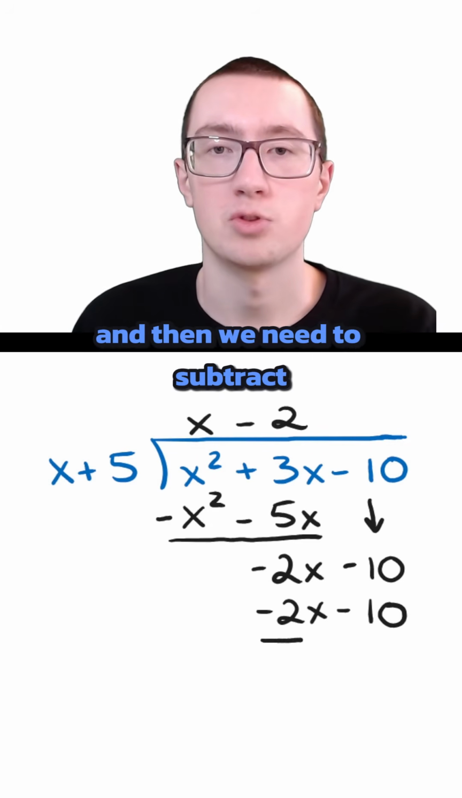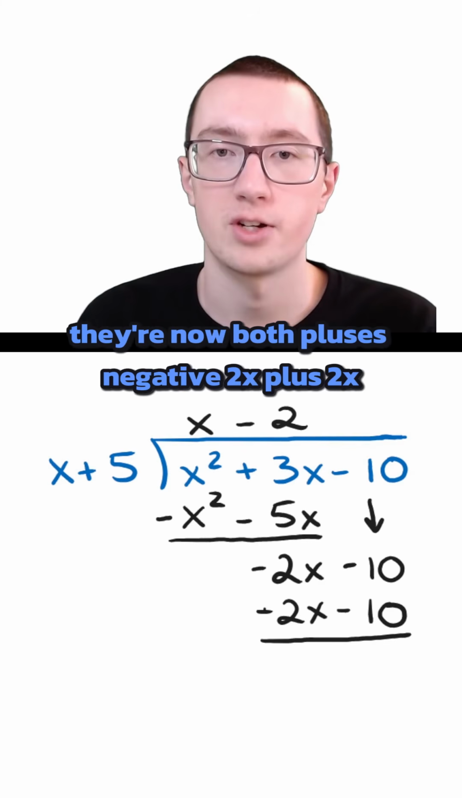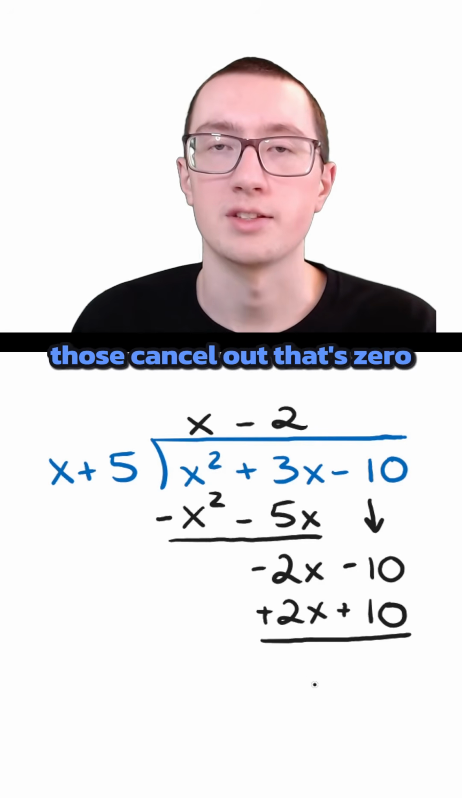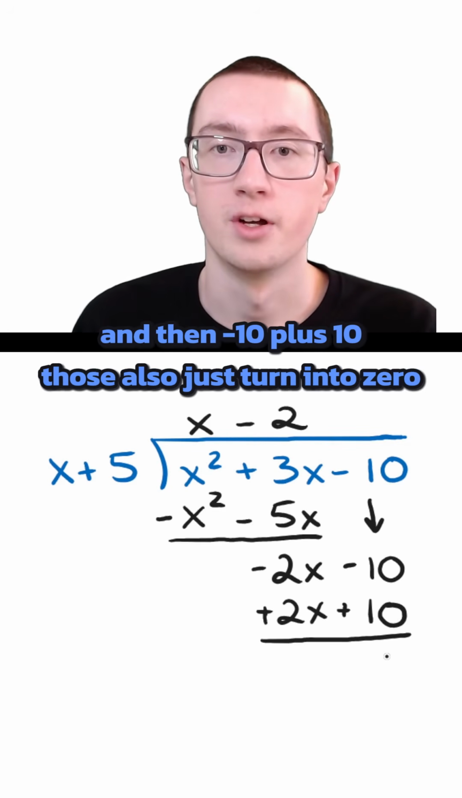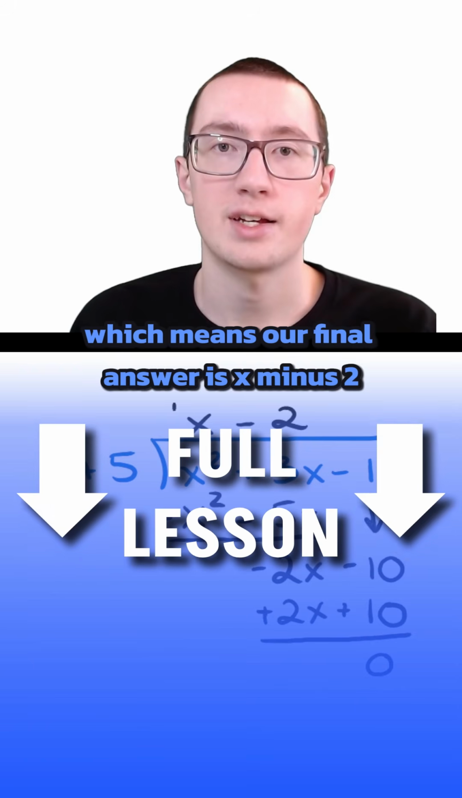And then we need to subtract. Remember, that means changing the signs here. So these are both minuses, they're now both pluses. Negative 2x plus 2x, those cancel out, that's 0, and then minus 10 plus 10, those also just turn into 0. So we're left with no remainder at the bottom, which means our final answer is x minus 2.